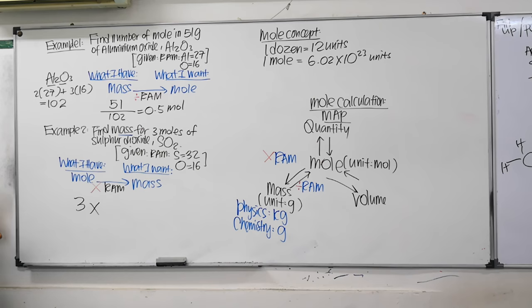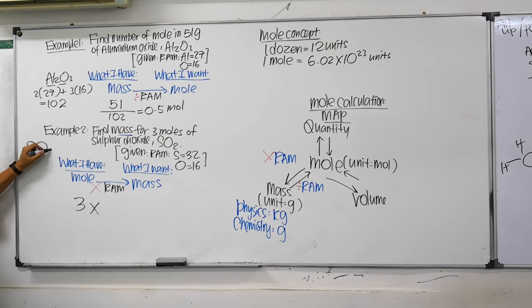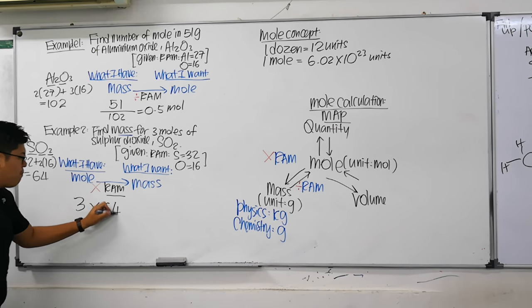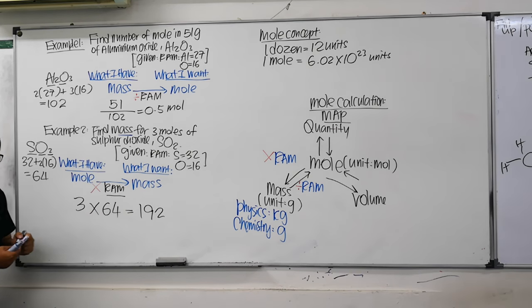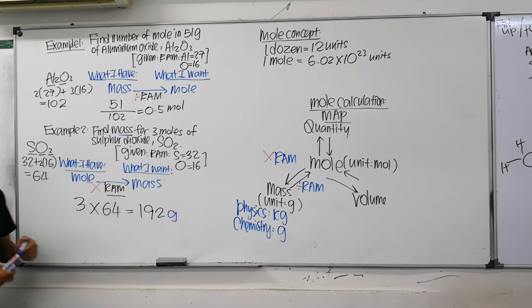What is your RAM? Find yourself. You have sulfur dioxide, SO2. Sulfur, the mass is 32. Oxygen, the mass is given to be 16. You have 2 oxygen, so please multiply by 2. You get 64. So 3 multiplied by the RAM you found just now, 64. So your final answer is 192. Final unit for your mass is gram. Understand?